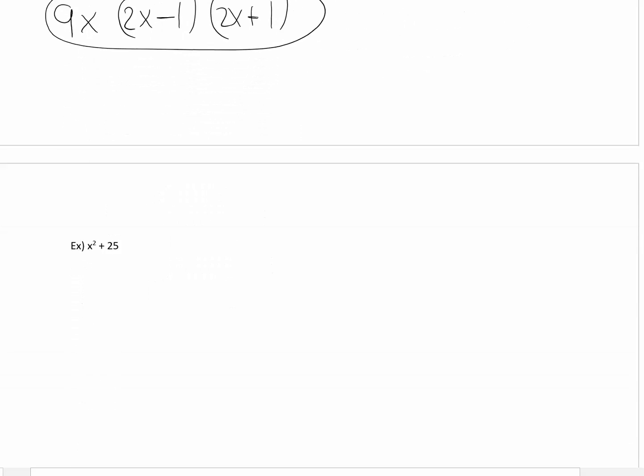Okay, let's go to the next example. Now, first off, is there a greatest common factor I can take out of both of these terms other than 1? The answer to that is no. Secondly, we've got 2 terms. Now, this I could take the square root of both. But the problem is it is positive instead of negative.